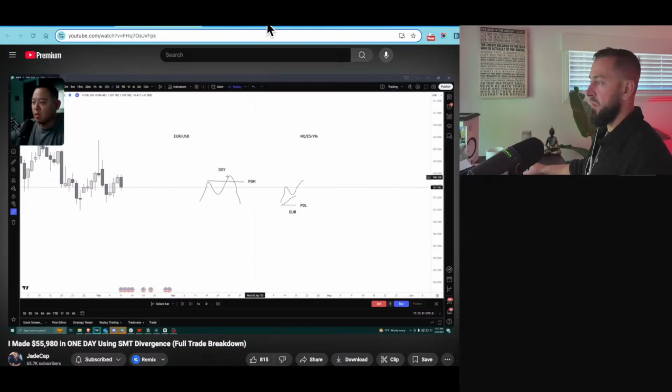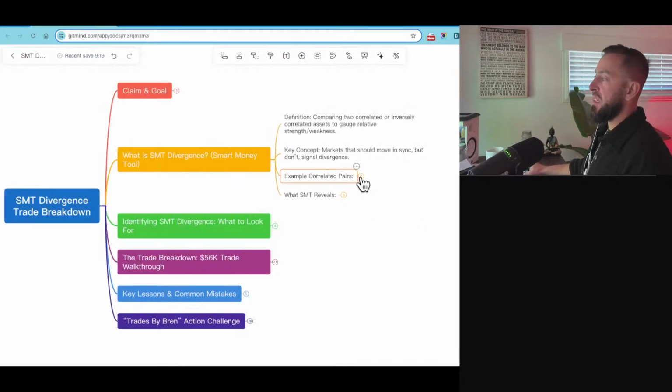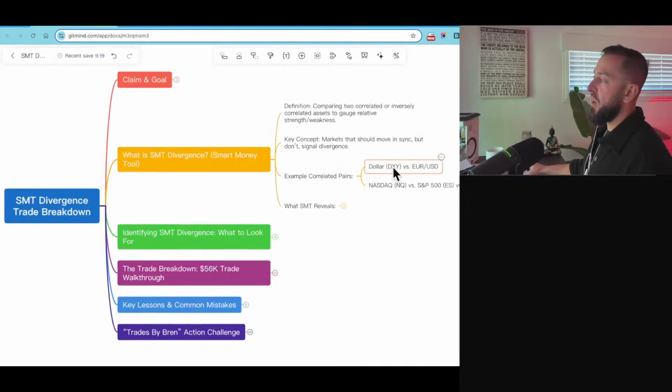And so we've got correlated and inversely correlated, right? Some example correlated pairs are the dollar, DXY, and the euro versus the dollar. That would be one example. And then another example is the NASDAQ and the S&P and the Dow.